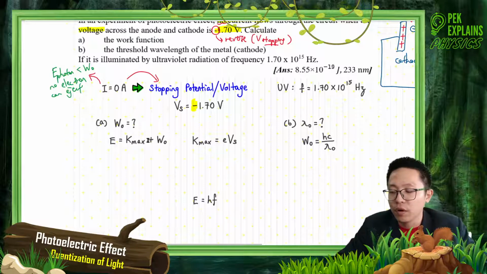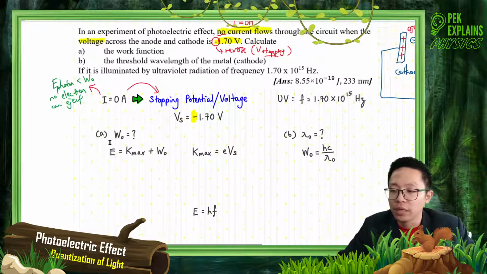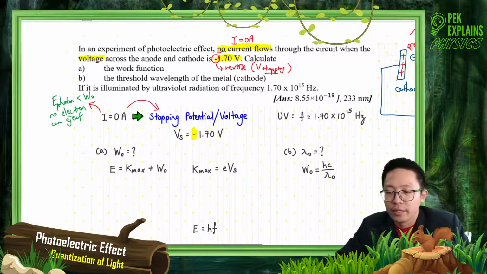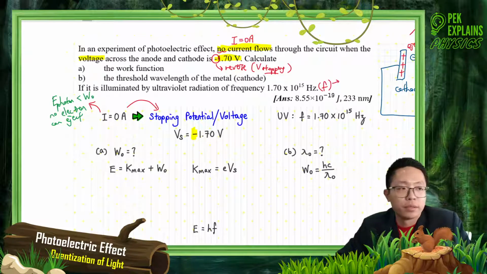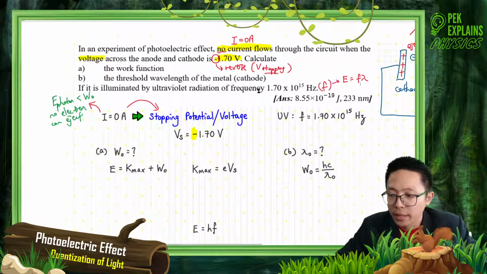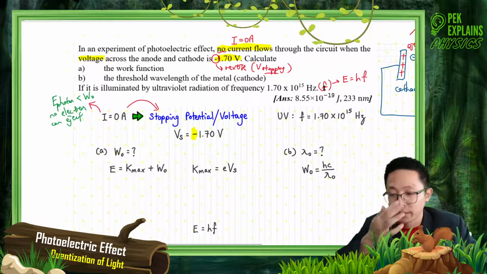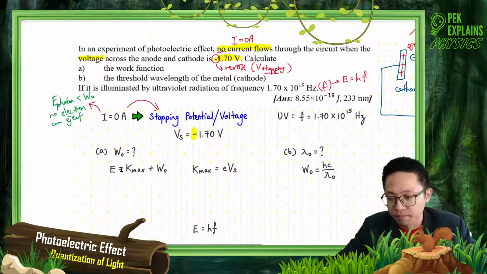Once we got the Kmax already, we can substitute into here Kmax. And to find the work function, we need another energy of photon. Energy of photon, we have the frequency here. Do you see that? This is the frequency of the incident ray. So this one will help us to find the energy of the incident photon. Not E equal to f lambda, it's E equal to hf. So this frequency can help us to find the energy of the incident photon. So we got the E here, we also got the Kmax here.